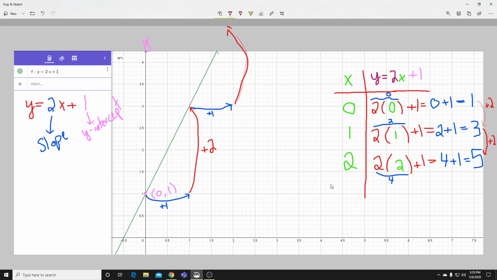Plus 2, plus 2. If you kept going, well, now we know the pattern. We're just adding the slope each time. So we'll add 2 to 5, so the next one would be 7. Okay. For 4, you would add 2 to the 7. So 4, 9. And you could keep going and going. And that's because this graph here is always doing the same thing.